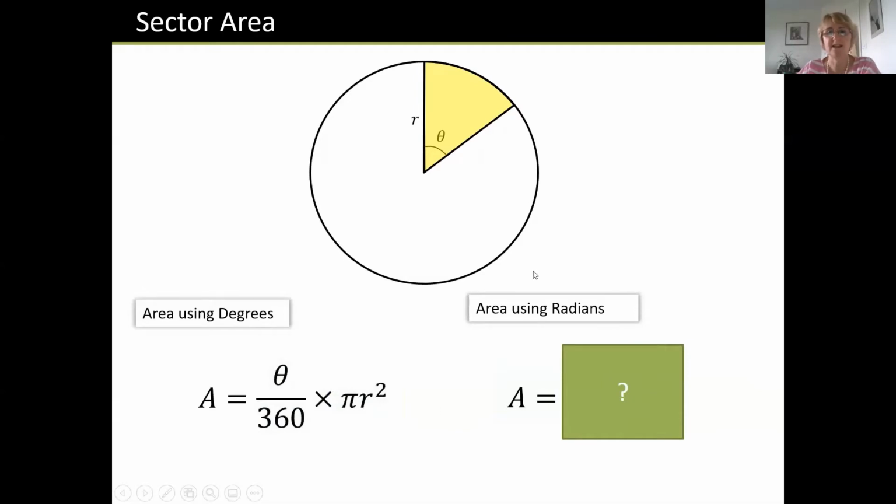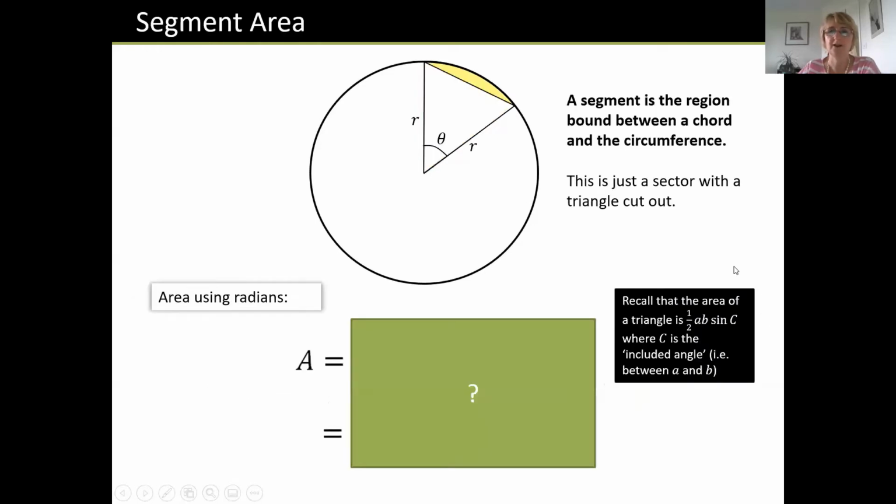If you're using radians, it's the same principle, theta over 2 pi, because that's a full circle in radians, multiplied by pi r squared. What happens is that the pi disappears, we've got half r squared theta. Because it's theta over 2 pi, that's where the half comes from.